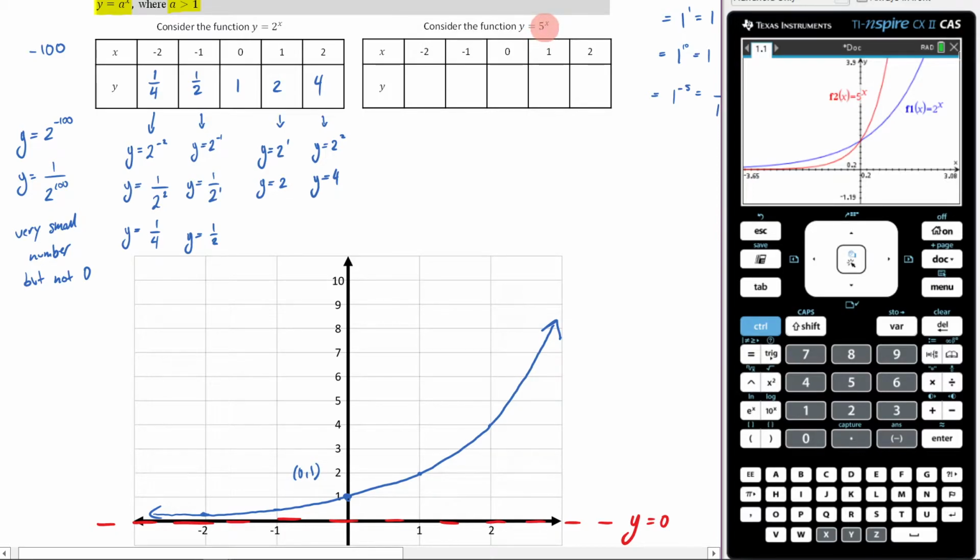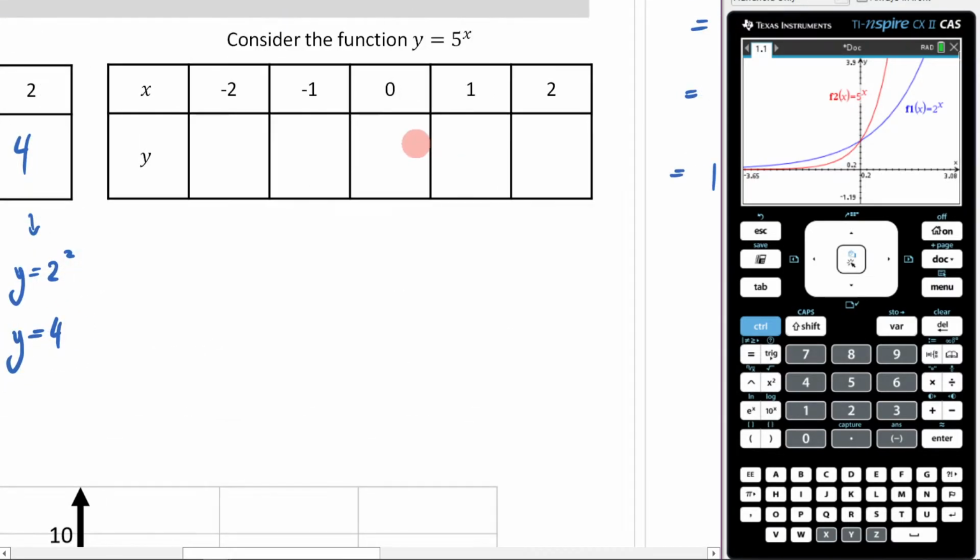So this is when we've got a base of 5. So if I've got a base of 5, we kind of go through the same process here. So that means I'm going to go y is equal to 5 raised to the -2. Hopefully you can get a sense of how this is operating now. This is going to be y is equal to 1 on 25.